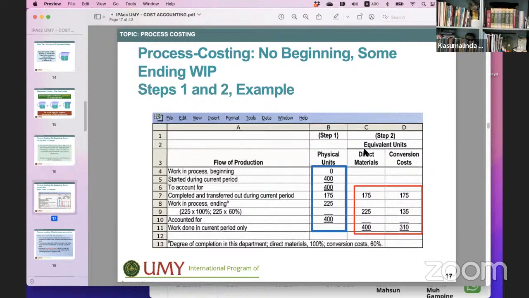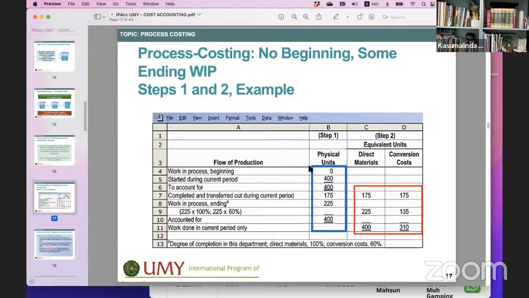Now I can show you the two steps here. The first one is to calculate the physical units, and the second one is to compute the equivalent units. So this is part of the production report. We start with step 1 and step 2.